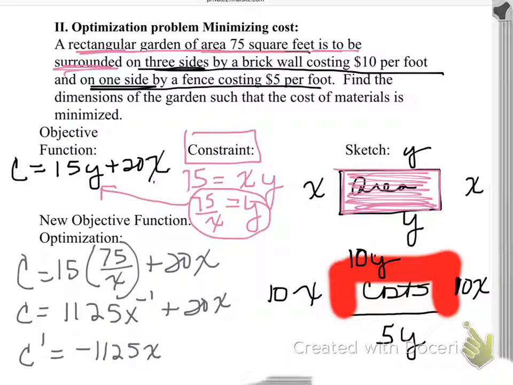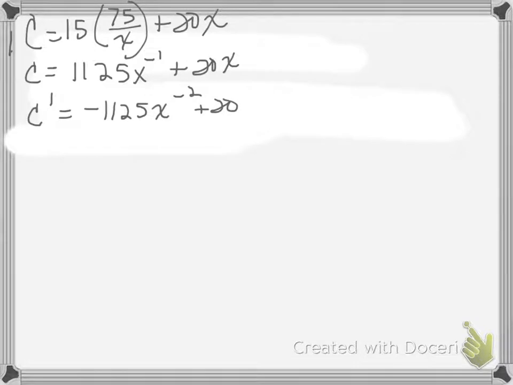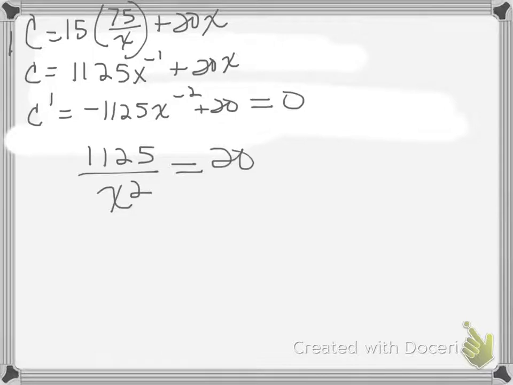and you should be getting negative 1125 x to the negative 2 plus 20. Okay, if you solve this out, let me see if I can do it for you. So let me find a place to do it. Okay, so I just pulled this to the next page just to have some more room. So what happens next is that I'm going to set this equal to 0, so then I'm going to get 1125 over x squared equals 20.